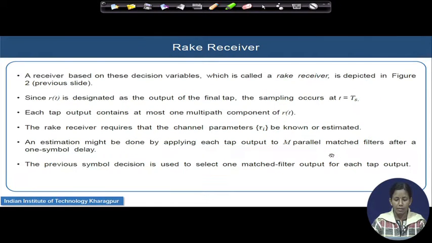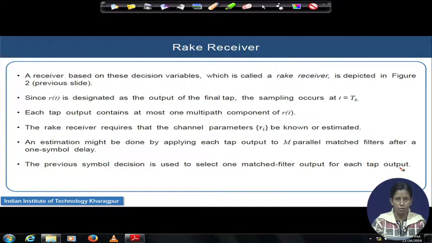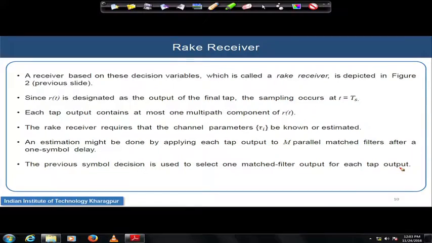So, this whole architecture is according to the last equation that we have developed, and then the decision variable will work, taking the decision on a symbol by symbol basis.